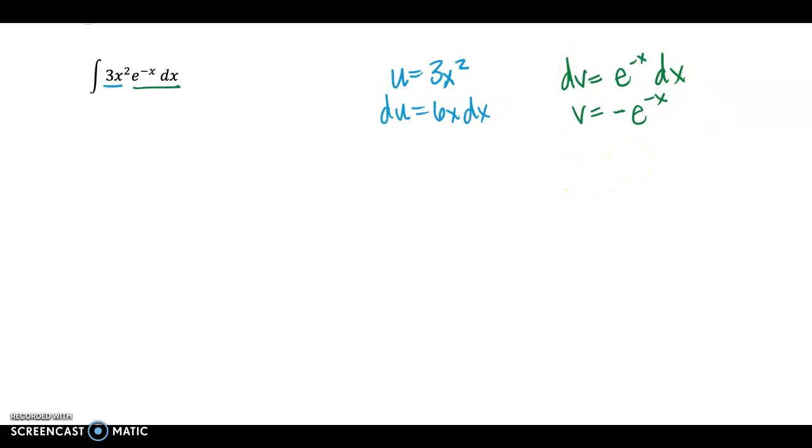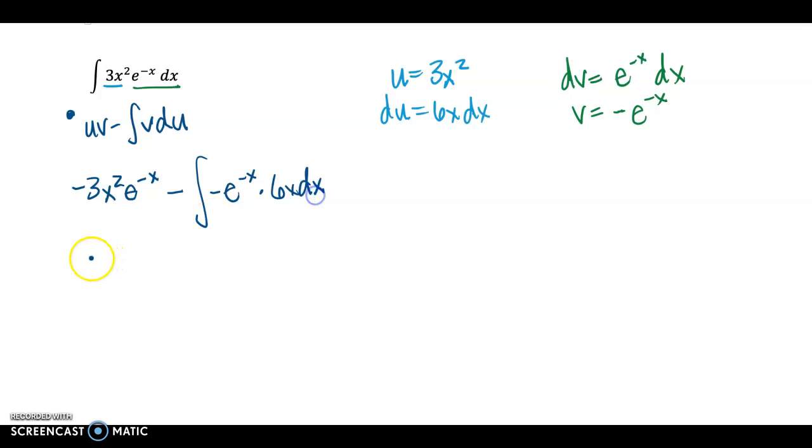So let us write what that is. Remember, I keep wanting to put the integral sign first. uv minus the integral of v du. So uv, so negative 3x squared e to the negative x. I'm just combining those as I go. Minus the integral of v, so we've got negative e to the negative x times du, which is 6x dx. All right, let's clean that up a little bit here. We'll pull that negative sign out front, and so e to the negative x times 6x dx.